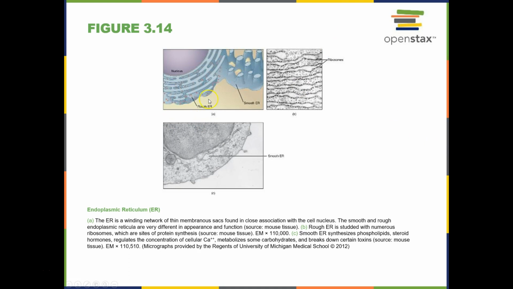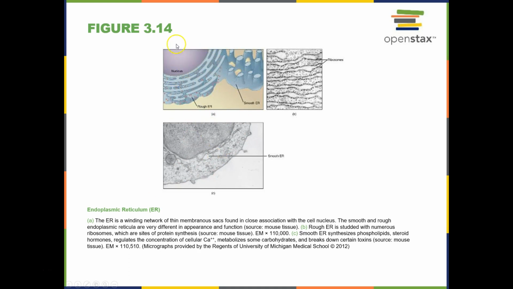Here you have the endoplasmic reticulum. So you can see endoplasmic reticulum has two different types, smooth and rough. The difference is that if it's rough, it is embedded with ribosomes. So this is a series of membrane-bound channels that move from the nucleus outwards towards our Golgi apparatus, which we'll talk about.